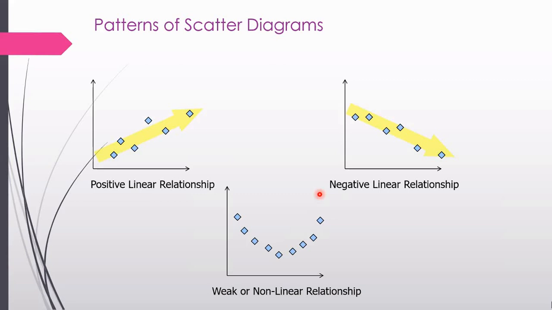So now, what are the patterns for the scatter diagrams we have? If both variables, the variable on the horizontal axis and the variable on the vertical axis, move in the same direction, then we say it is a positive linear relationship. Because if we draw a straight line over here, most of the points are close to the line. So that indicates a linear relationship. When the horizontal values increase, the values on the vertical axis also increase. So we say positive linear relationship. In this case, when we draw a straight line through this, most of the points are close to the straight line. So there is a linear relationship. But when the horizontal values are increasing, vertical values are decreasing. So it is a negative linear relationship.